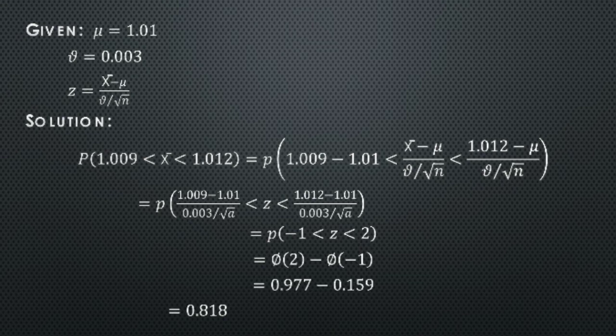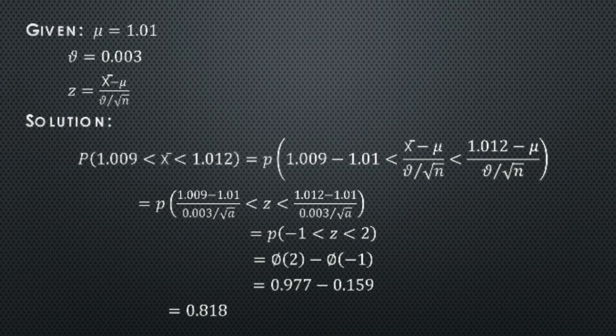Now after that, we get P of minus 1 less than Z less than 2, and then we come up with phi of 2 minus phi of negative 1. So that's why we get 0.977 minus 0.159. Now subtract it, we will get 0.818. So the answer for the 6.1 question is 0.818.